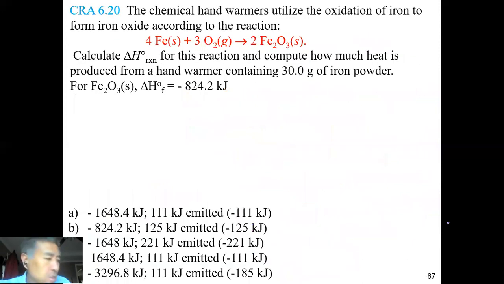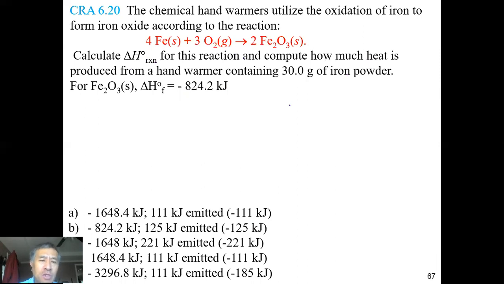Okay, so for this CRA 6.20, chemical hand warmers utilize the oxidation of iron to form iron oxide according to the following equation. So we have 4 Fe solid plus 3 O2 gas produce 2 Fe2O3 solid. And you want to calculate the delta H0 reaction for this reaction and compute how much heat is produced from a hand warmer containing 30.0 gram of iron powder.